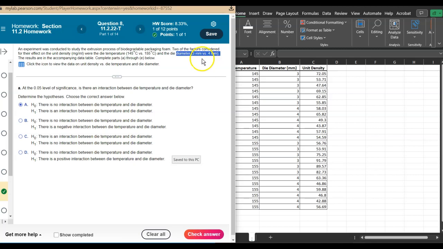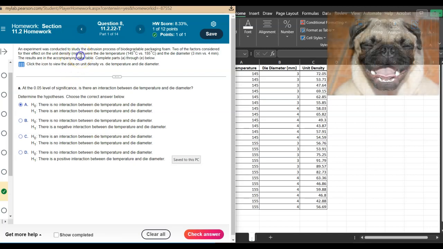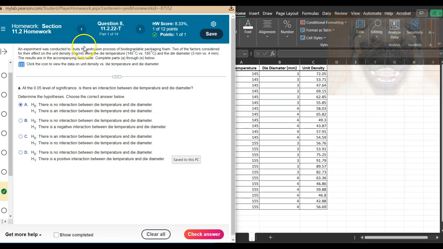millimeters versus 4 millimeters. Obviously I have no idea what this question is talking about, the extrusion process whatsoever, and you are not expected to understand it either. What we know is there are two factors, and the two factors are temperature versus diameter, right?